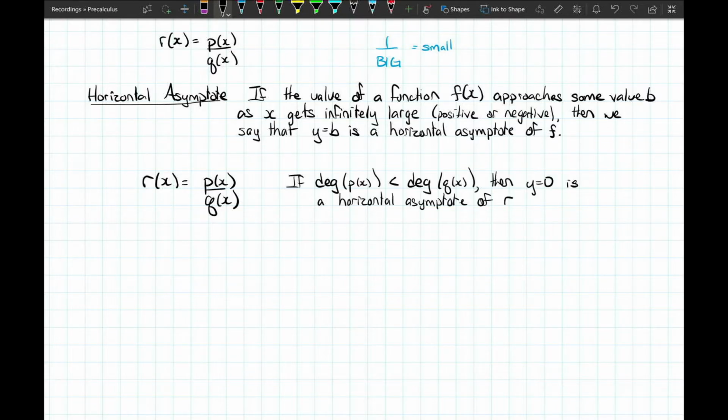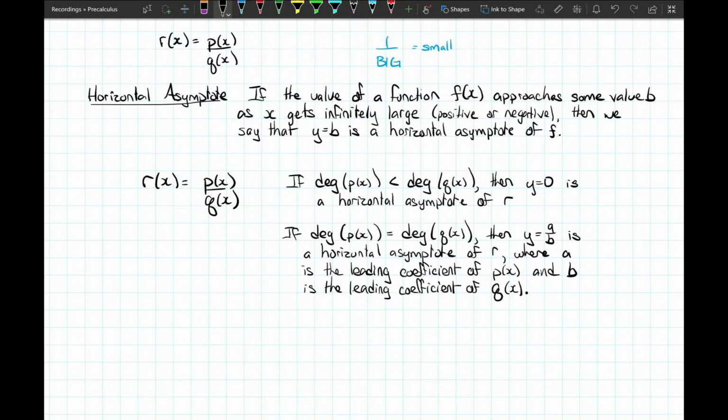If the degree of the numerator is less than the degree of the denominator, then y equals 0 is a horizontal asymptote of r. Now, we could also have that both of these functions, numerator and denominator, are both getting infinitely large at roughly the same rate. And that would be if the degrees of them are equal. If the two degrees are equal, then it's really up to the leading coefficients to tell us what the ratio of numerator to denominator is going to approach.